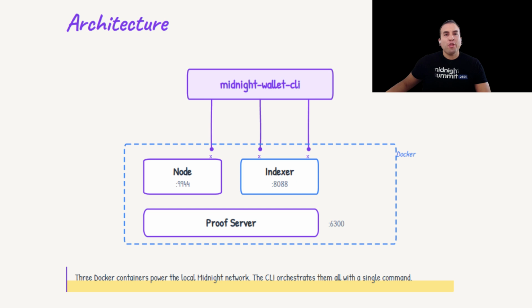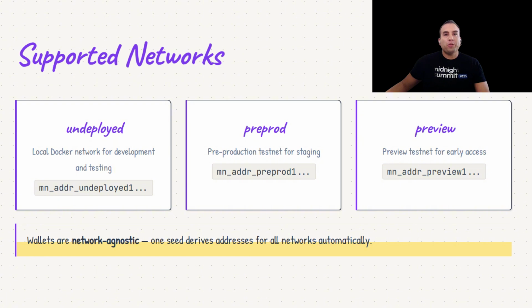And the nice thing is you don't have to manage any of these manually. The command midnight localnet up handles everything. There are three networks you can connect to. First is undeployed. That's your local network, the one Docker runs on your machine. Then there's preprod and preview, which are both public testnets.